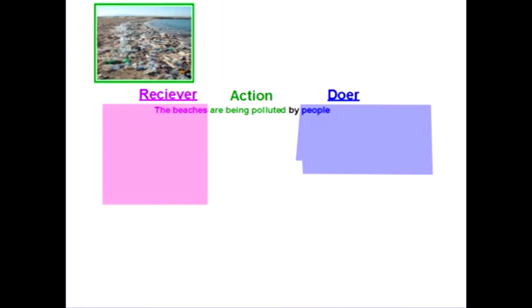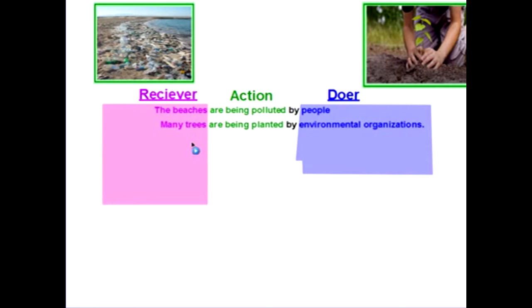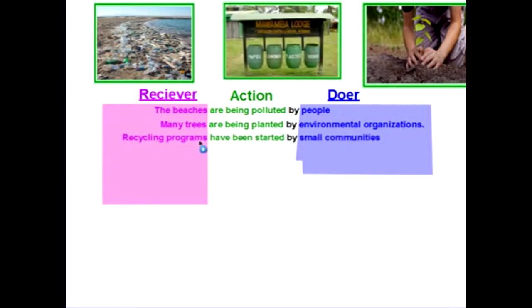Okay, so I wanted to look at all of our different sample sentences that we had at the beginning. The first one was the beaches are being polluted by people. Notice my receiver, the beaches, and my doer, people, right? That's the passive voice. The receiver is first and the doer is second. My action is in the present continuous. The beaches are being polluted by people right now. Here's the next one that we had. Many trees are being planted by environmental organizations. Again, many trees is my receiver. Recycling programs have been started by small communities. Again, the receiver is the recycling program.